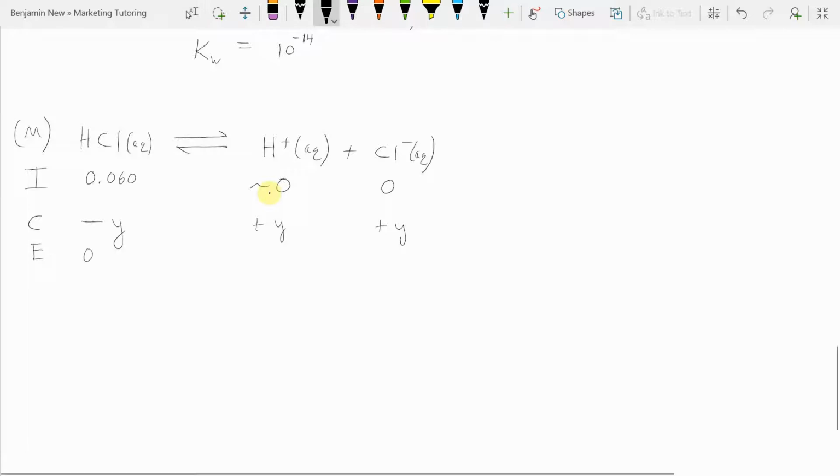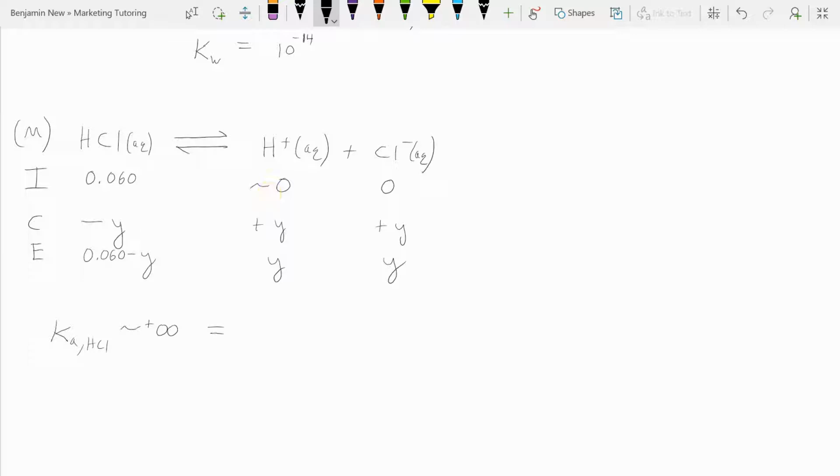And at equilibrium, we're going to have 0.060 minus y. We're going to have y there and y there. Now we can write the equilibrium constant for HCl. And you wouldn't find this on a chart. There's a reason for that, because it's too large to measure experimentally. So this is essentially like saying this is approximately positive infinity.